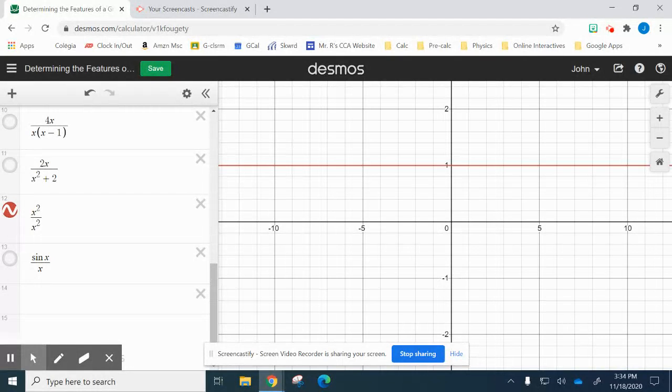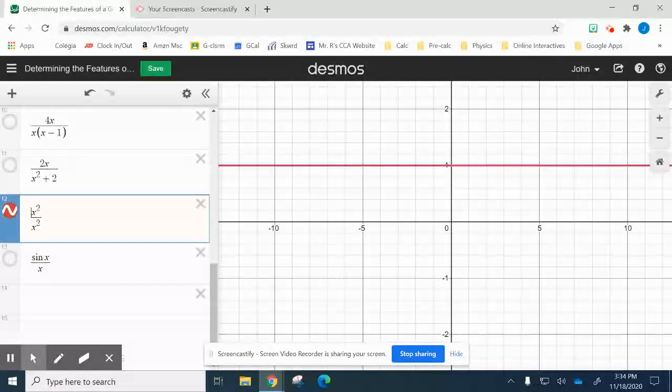So that's going to give you a horizontal asymptote of 0. Here we have x squared over x squared, which is just 1, right? So they have the same exponent. What happens if I put a 2 in there? That's going to move that horizontal asymptote up to 2.